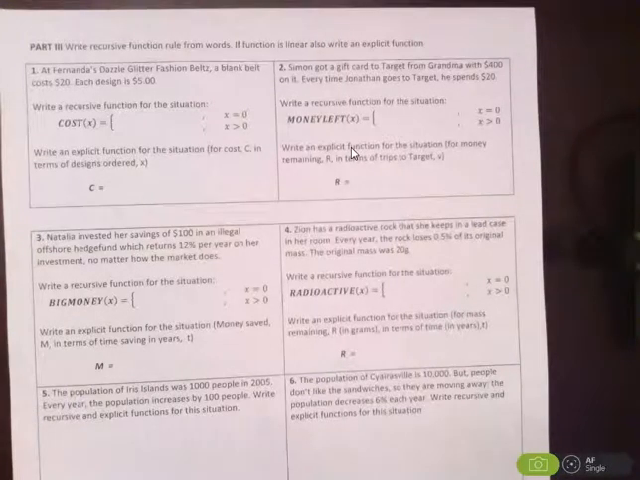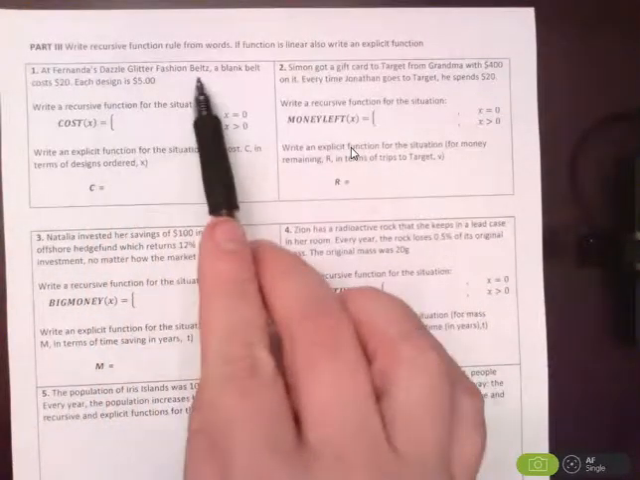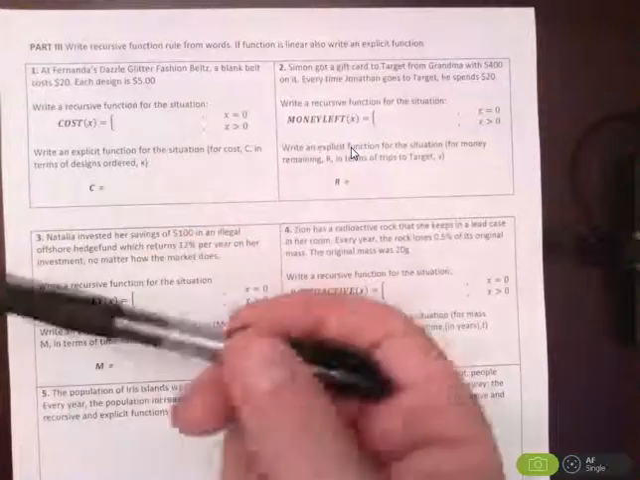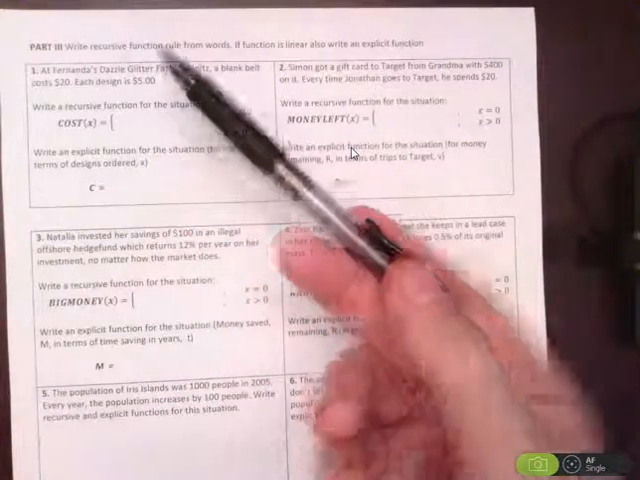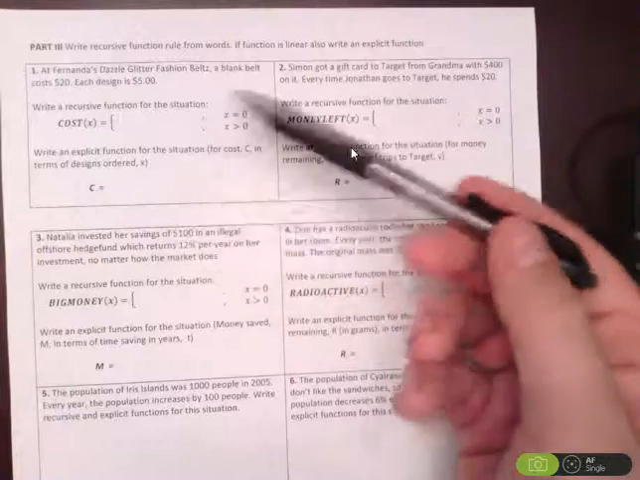But so for the words, we've got Fernandez Dazzle Glitter Fashion Belts, a blank belt costs $20. Each design is $5. So we want to convert these words into a recursive function and into an explicit function. So this is kind of extending, I think, the stuff you've seen in school would be my guess. Well, a blank belt, I mean, well, what are these domain values?